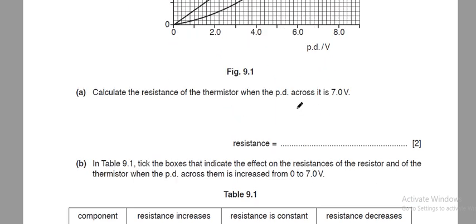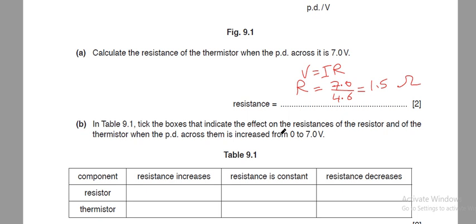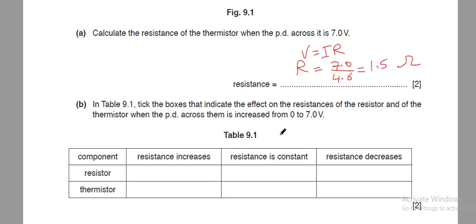So if we want resistance, we know from Ohm's law that V equals I times R, and R will be V over I, which is 7 over 4.6. This will equal 1.5 ohm, and don't forget the unit. In the table, resistance increases as we go from 0 to 7 volt.